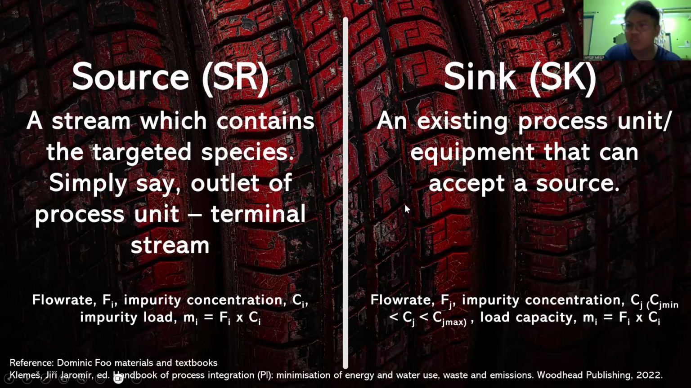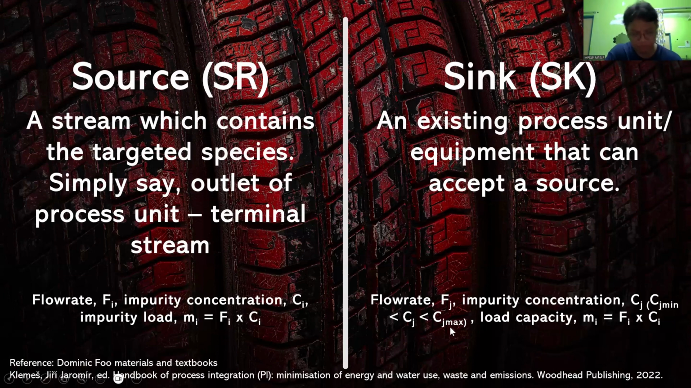Source people designate as J, or maybe the other way around, but it doesn't really matter. These are the two terms that you should remember. Now, in here, you need to know the flow rate, and you also need to know the concentration. But if you see here, CJ, the concentration here should be in between CJ minimum and CJ maximum.